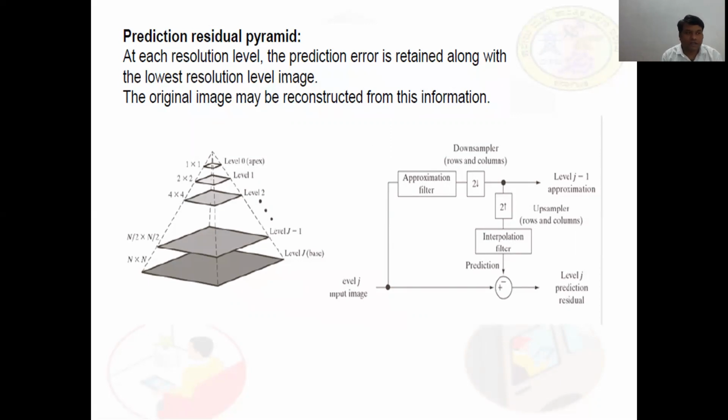System for creating image pyramids. A pyramidal image structure and system block diagram for creating it. This is a system block diagram for creating this image pyramid.